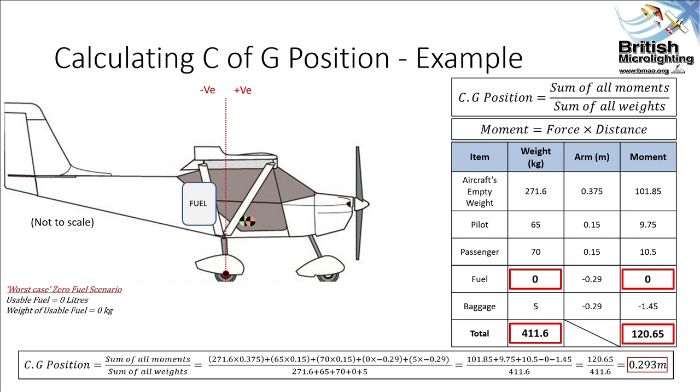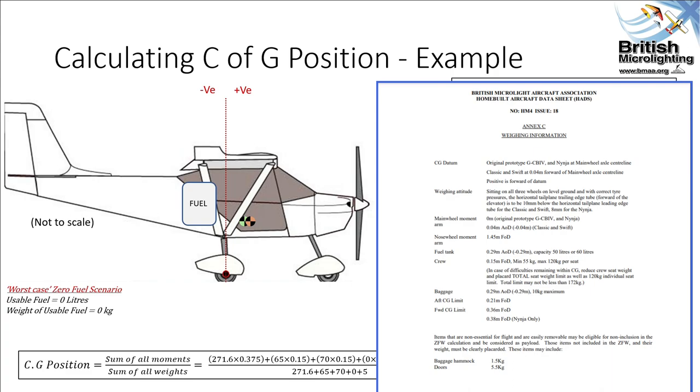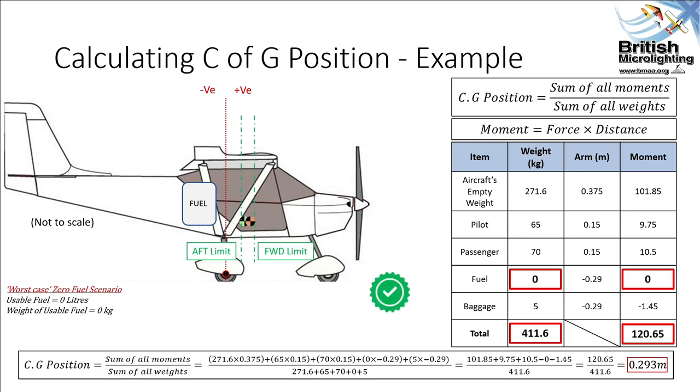All that is left to do now is confirm that these CG positions we have calculated are within the safe limits specified by the aircraft designer. We will therefore consult the trusty HADS one last time to obtain the safe CG limits for the aircraft. From the HADS, we can see that the aft CG limit is 0.21 meters forward of the datum, about here, and the forward CG limit is about 0.38 meters forward of the datum, about here. This confirms that in its current configuration, the aircraft will be safe to fly during the entirety of its mission. Success!